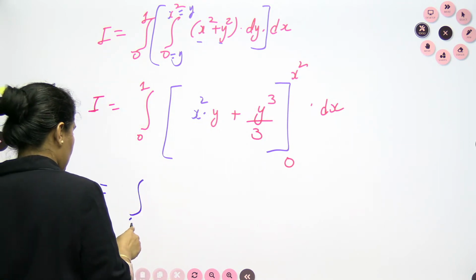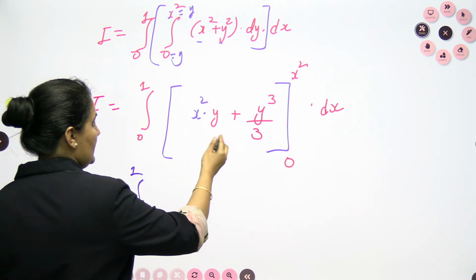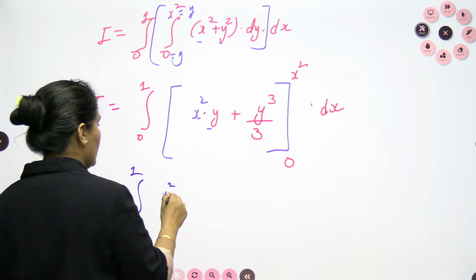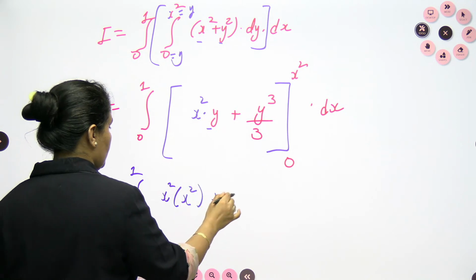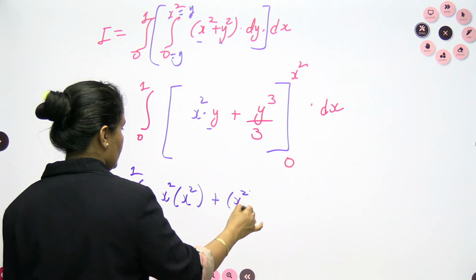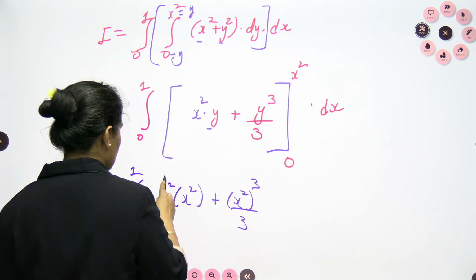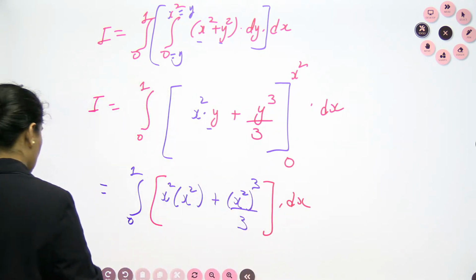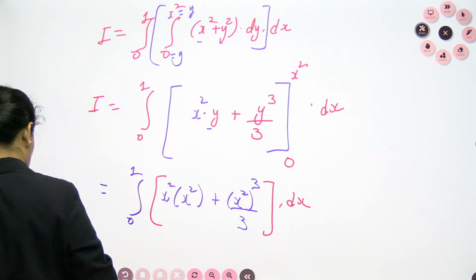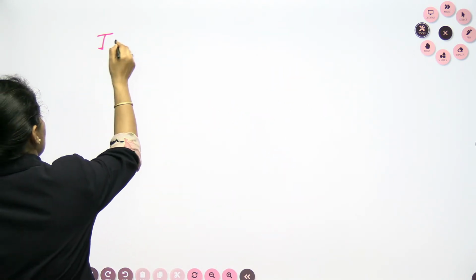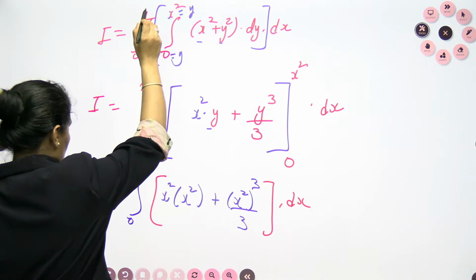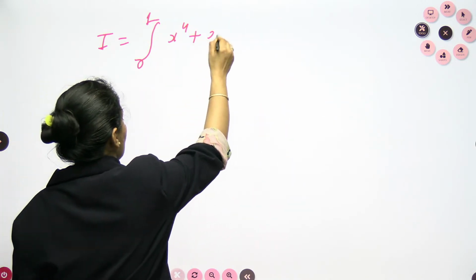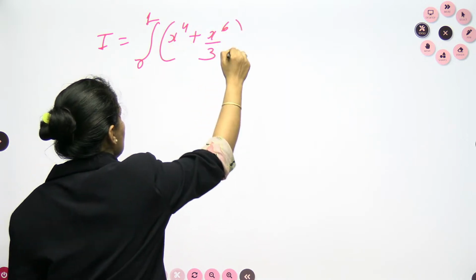So I need to put the limit here. In place of y we will put x square. So it will be x square times x square, plus x square cubed by 3, and here we have dx. So my resultant will be integration 0 to 1 of x power 4 plus x power 6 by 3 dx.